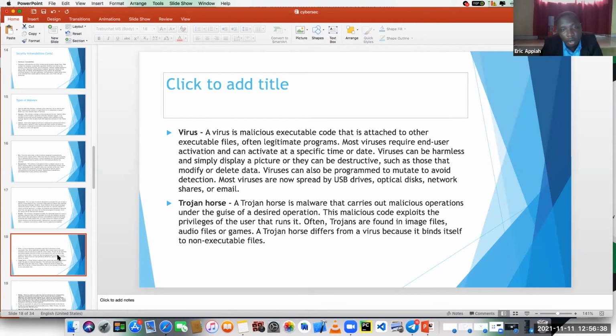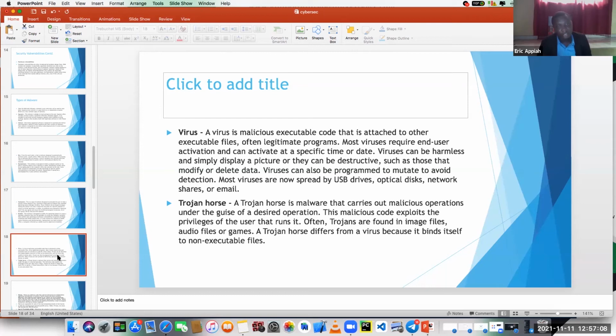And then there is a Trojan horse. A Trojan horse is a malware that carries out a malicious operation under the guise of a desired operation. This malicious code exploits the privileges of the user, and they are often found in image files, audio files. And then this Trojan horse often binds itself to non-executable files and they replicate.